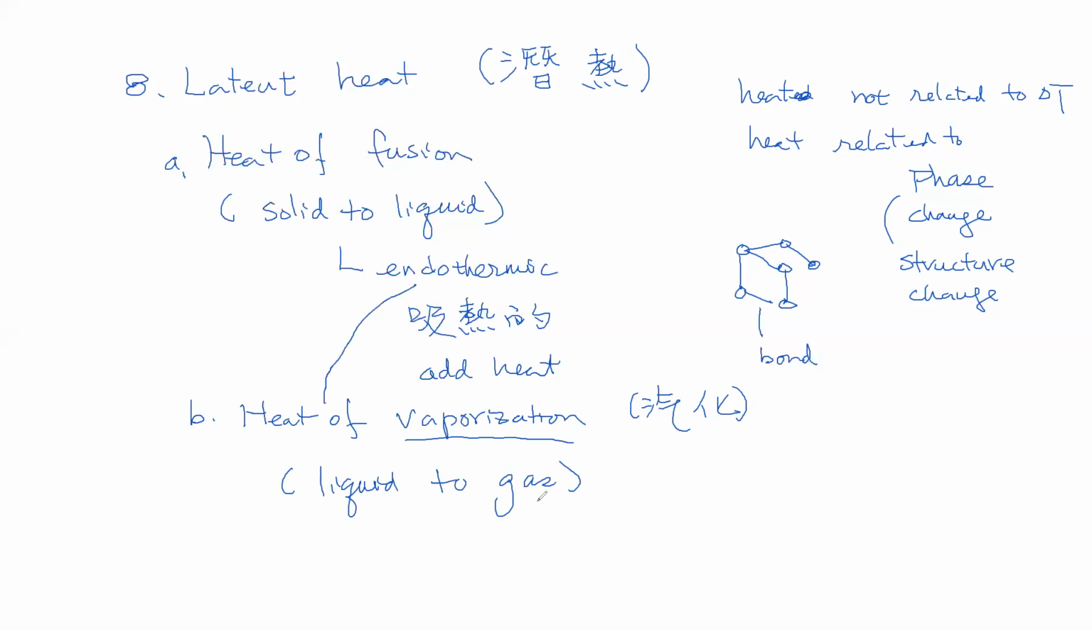So if you go from gas to liquid, the amount will be the same, but the sign will be opposite. So gas to liquid, this one here is exothermic. So 放热的. Exothermic in Chinese means 放热的. 放 means release. So release heat.